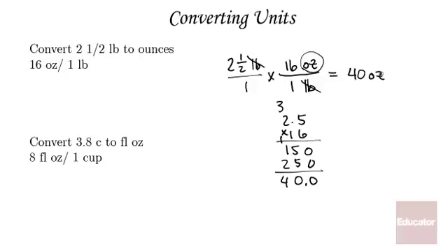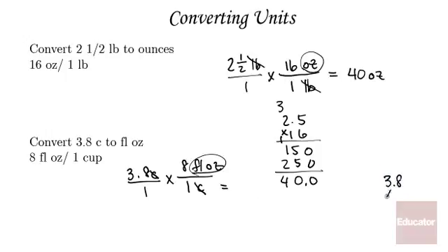Let's try converting 3.8 cups to fluid ounces. So I have 3.8 cups on top over 1, and I'm going to put cups diagonal so that they will cancel. 1 cup on the bottom and 8 fluid ounces. So the cup and the cup will cancel, leaving me with fluid ounces. And that's going to be 3.8 times 8. 64, 24, and 30 with 1 decimal place. So 30.4 fluid ounces.